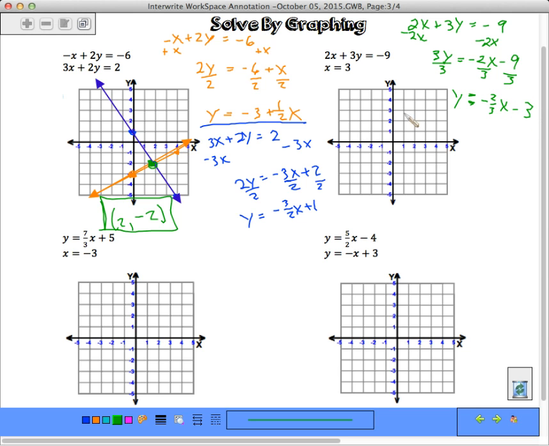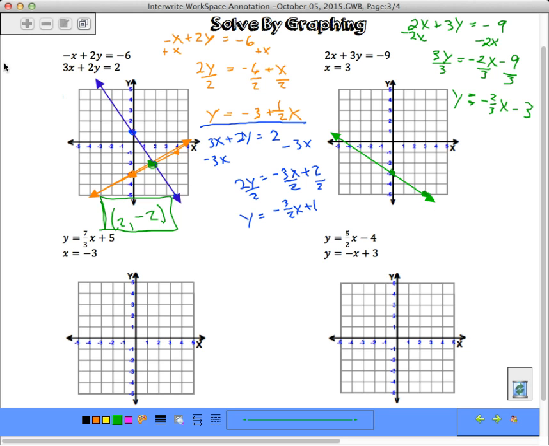Okay, so this is my y-intercept. I'm going to start at negative 3. My slope is negative 2 over 3, so that means I'm going to go down 2 over 3. Down 2, over 1, 2, 3. And I'm going to draw my line. Maybe I used green this time. That's fine. So we're going to go right here.